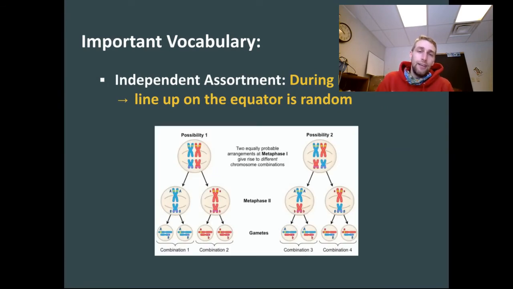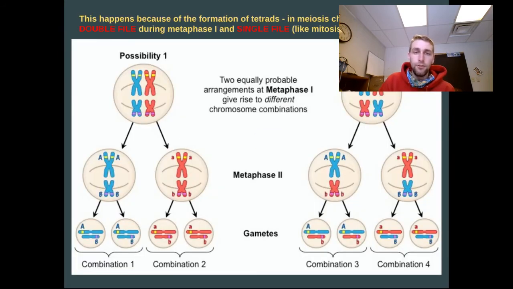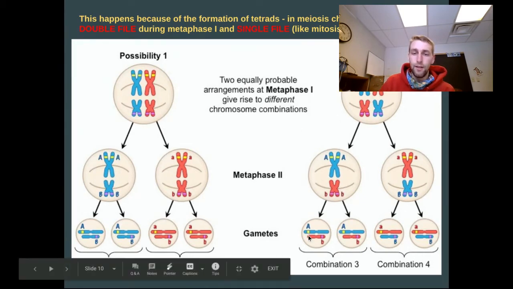Next is the idea of independent assortment. This is something you'll see during metaphase 1. But when the chromosomes are lining up in this step, the arrangement is random. We'll talk more about this a little bit later on, but you can see here 2 different arrangements of chromosomes, and it's just random. This one happened to be with the blues on the left, reds on the right. This one happened to be blue, red, red, blue.